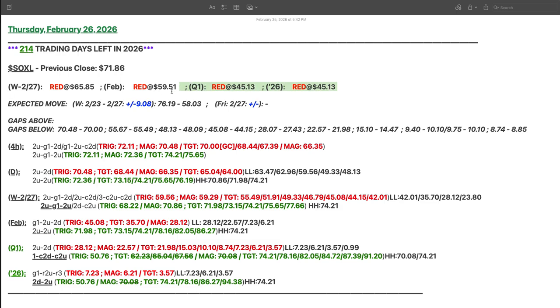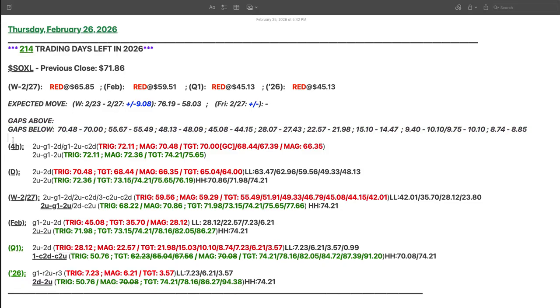So right now we are in full time frame continuity. The week, month, quarter, and year are all green. Advantage bulls, right? The expected move for the week was plus or minus $9.08 at the close of trading on this past Friday, giving us an expected range of trading this week between 76.19 and 58.03. Getting a little bit more towards the upper part of that range there, but still got a ways to go, right? We know there's no gaps above. We know there's a new gap below from yesterday, but we always keep track of all the gaps, so those are all the gaps that we've got below us.